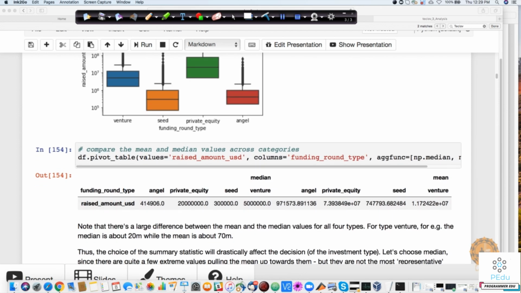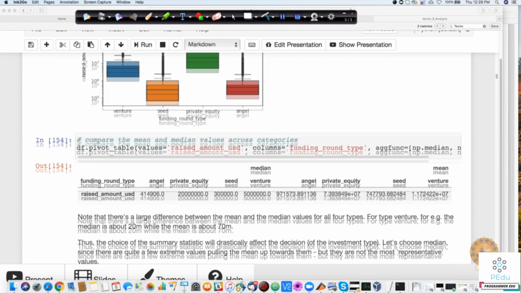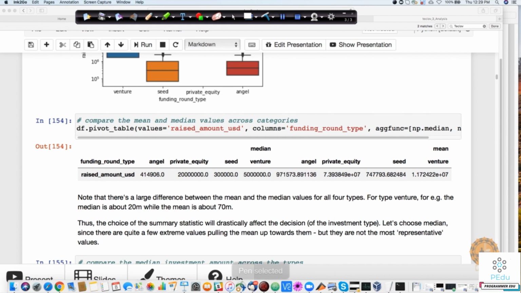Now, one more thing we can do is compare the mean and median values while creating a simple pivot table. What we are trying to do here is, we have created this for the median part. You can see that for angel, this is the median value. For venture, we have around 5 into 10 to the power 6. Similarly, here you can see this is 10 to the power 6, but this right hand side, right?